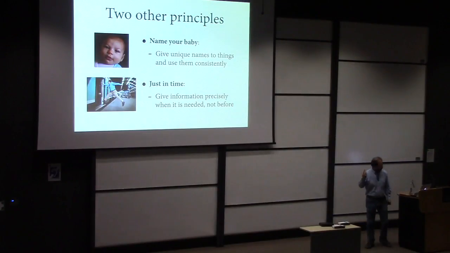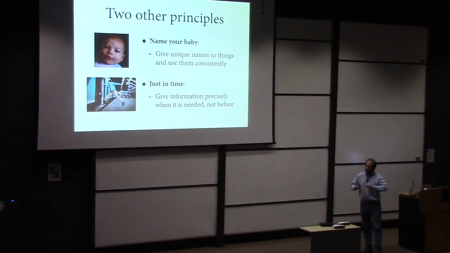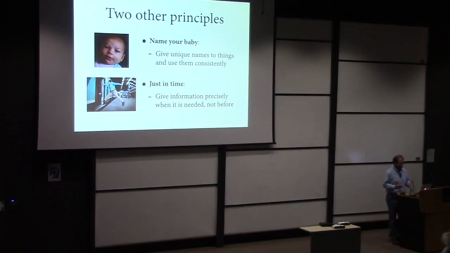So one of them is what I call name your baby. This came from Norman Ramsey's notes. I can't remember exactly what he called it, but I like name your baby. The idea is that you should give unique names to things that you refer to frequently, and you should use those unique names consistently. I find this often comes up in papers, especially collaborative papers, when I'm working with other researchers and writing different sections of the paper.